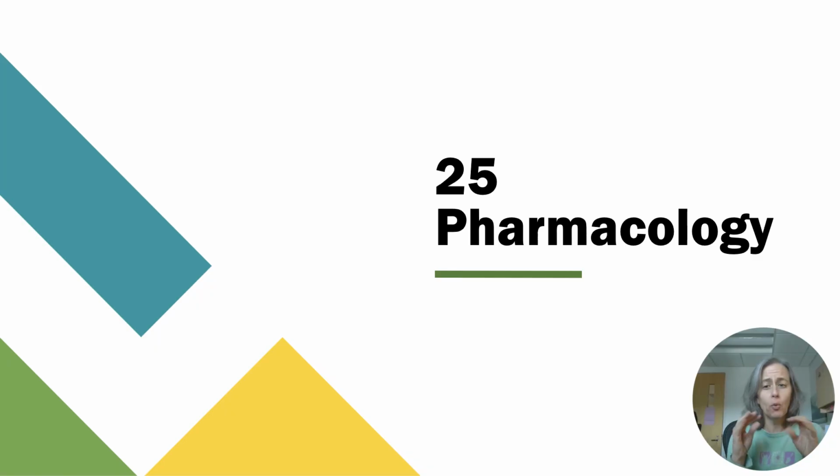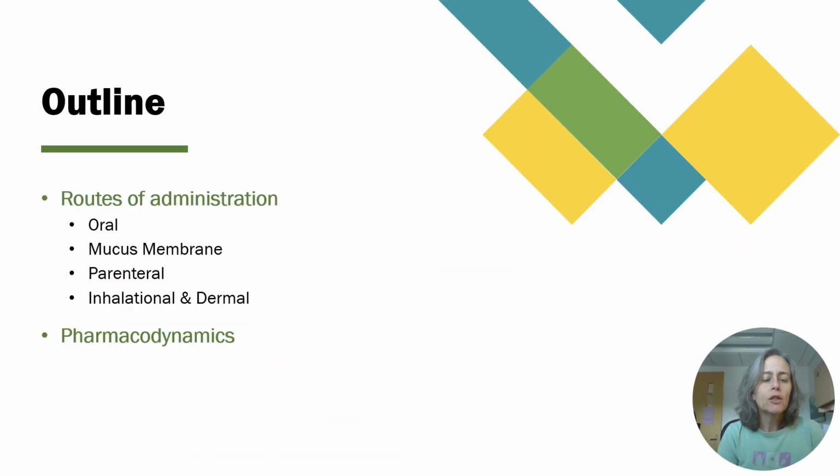This is a really quick snapshot of just a few key things in pharmacology that I thought would be useful to include for our neuroscience course. So when we look at the outline for this lecture, we're going to talk quite a bit about routes of administration, which is how you actually get a drug into your body. And then we're going to talk a little bit about pharmacodynamics, or what are the things that impact how the drug behaves in your body and what it's actually going to do to you or for you.